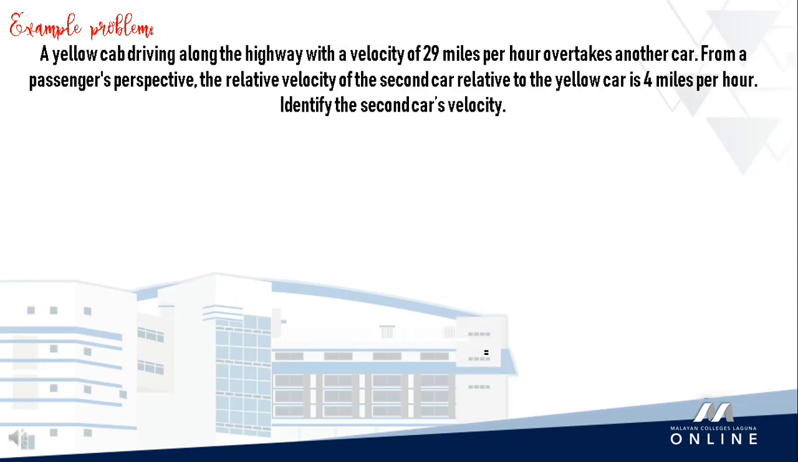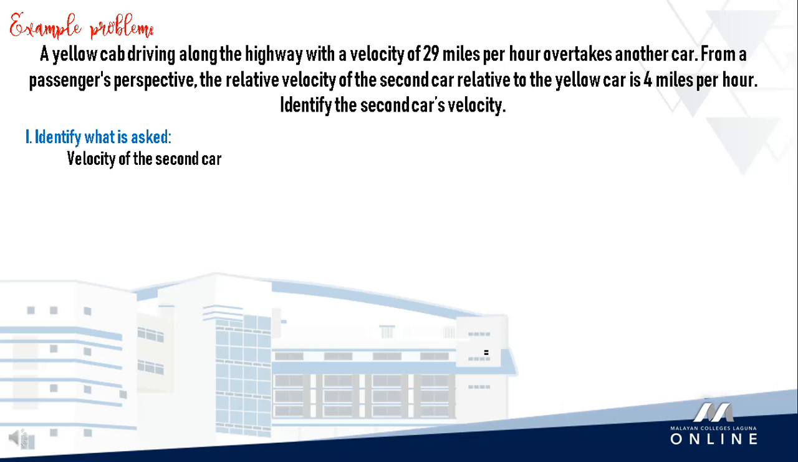A yellow cab driving along the highway with a velocity of 29 miles per hour overtakes another car. From a passenger's perspective, the relative velocity of the second car relative to the yellow car is 4 miles per hour. Identify the second car's velocity. In this problem, you are asked to calculate the velocity of the second car. I will pause this video and let us see your answer before we proceed with the computation.